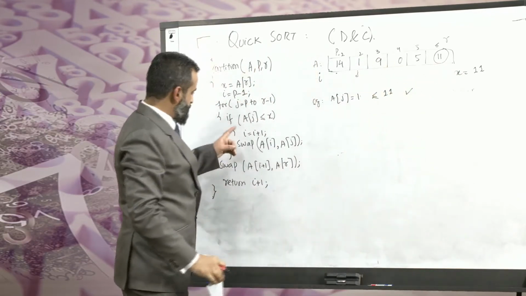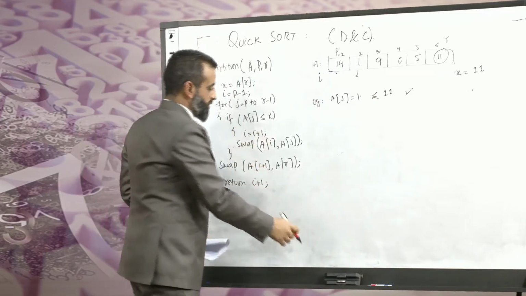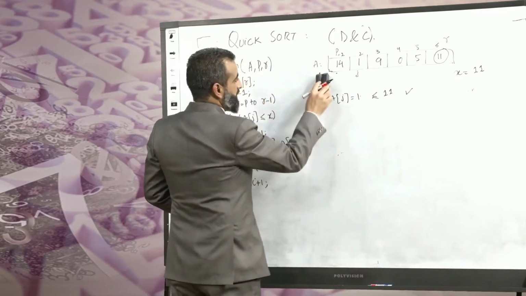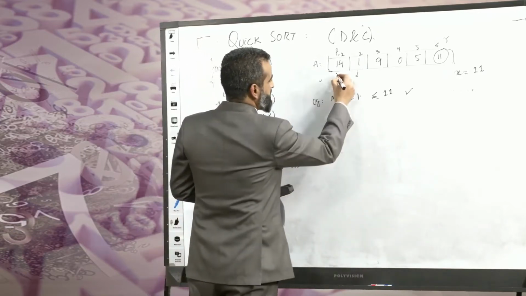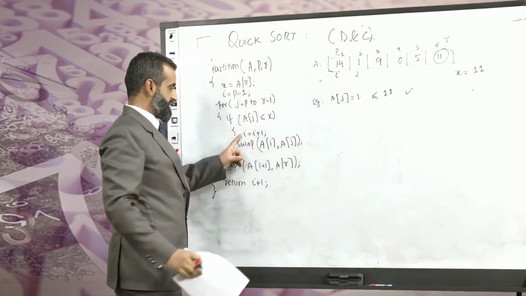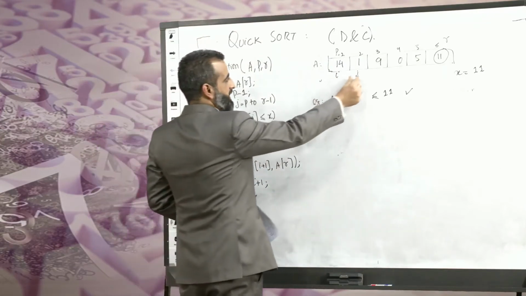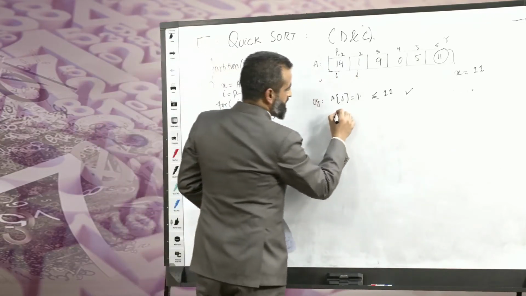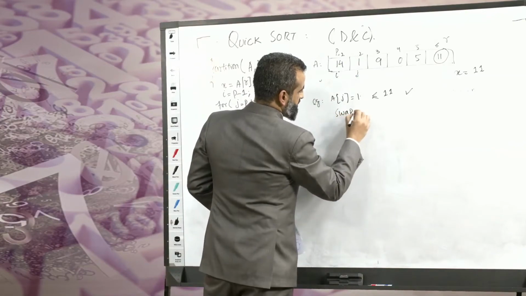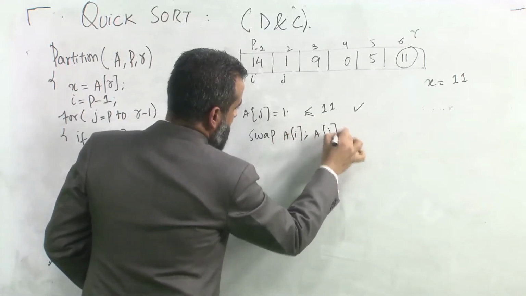Now if the condition is true, what we need to do is increment our I by 1. So I will increment my I by 1. I will now be pointing towards the first element. Once I make the necessary increment, I'll be making an exchange, a swap between A of I and A of J. So I will swap A of I with A of J.